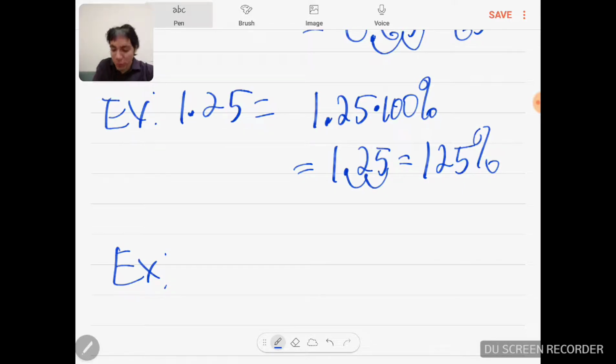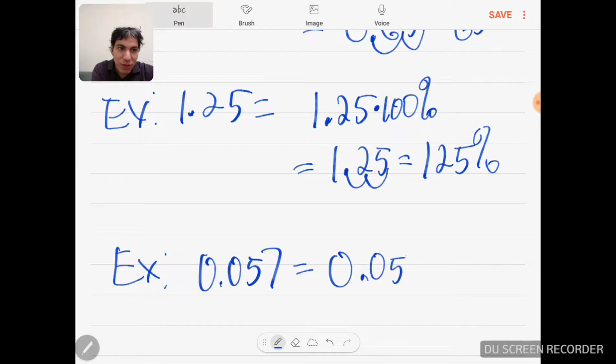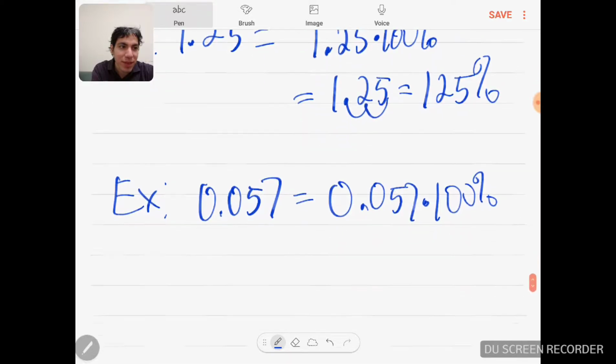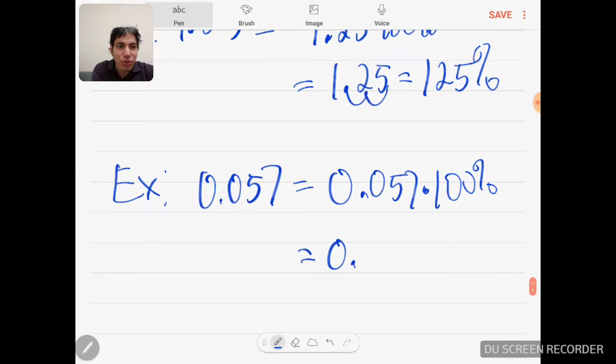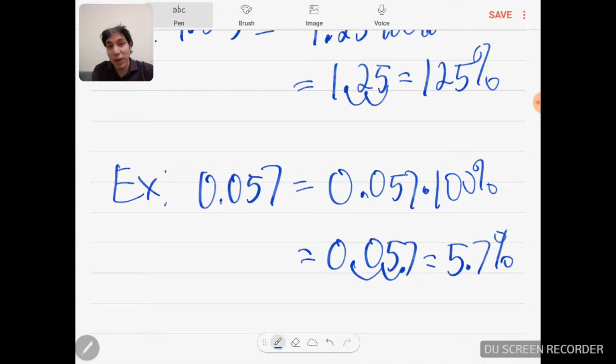What if I gave you this example, 0.057? You do the same steps: 0.057 times 100%, which is equal to 0.057. You move the decimal point over twice, and you're left with 5.7% as your final answer.